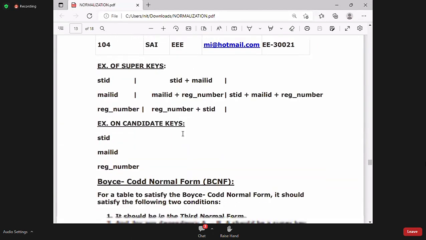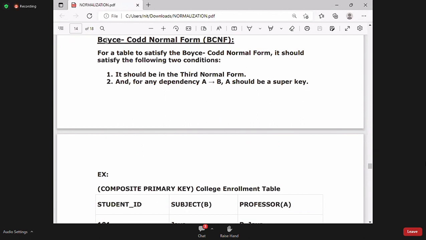And next one, observe. The next one, another important technique, Boyce-Codd normal form. That is called BCNF. When is your table called BCNF? Again here also there are two conditions. For a table to satisfy BCNF, that means Boyce-Codd normal form, it should satisfy the following two conditions. The first condition is: your table should be in third normal form. Third normal form means no transitive dependency columns. That's the first thing.